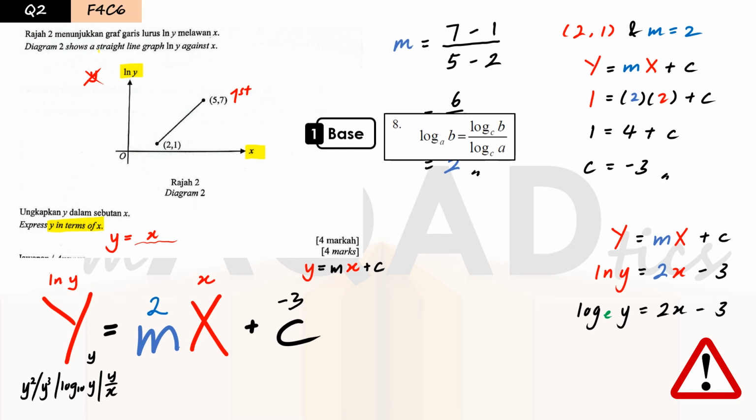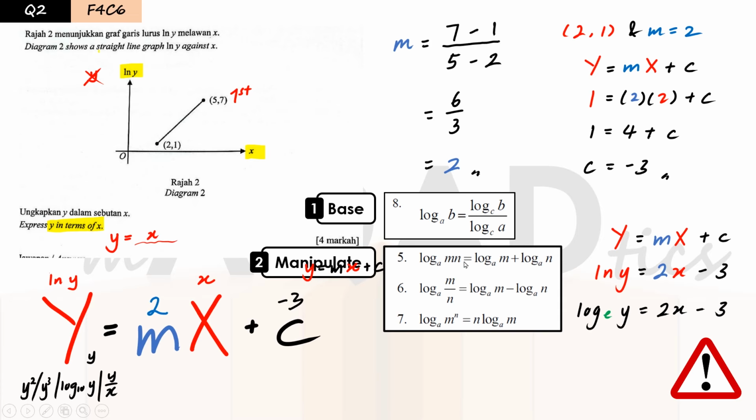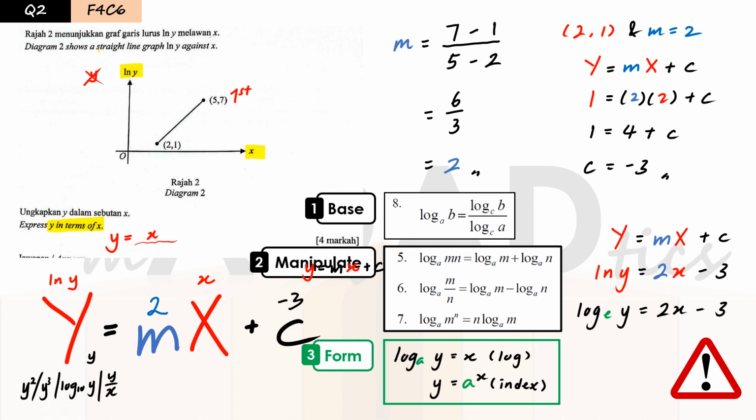So the first step is to change the base, right? The second step is to manipulate using these formulas here, but these 2 steps we don't need because we only have 1 log and it's very simplified already. What we need is the third step, which is to change the form, right? If you see the form that we have now, it's the logarithm format, right?